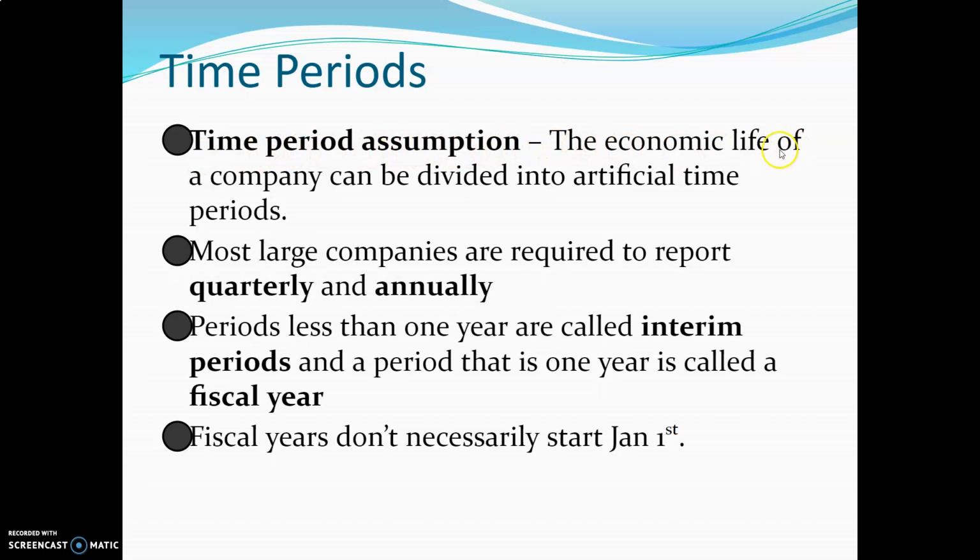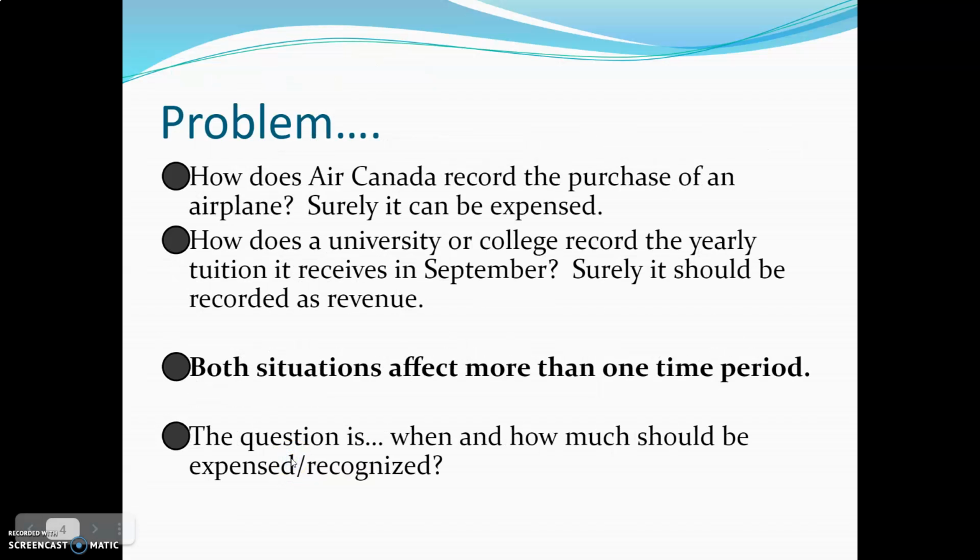Time period assumption. The economic life of a company can be divided into artificial time periods. Specifically, we could do months, quarters, years. Generally speaking, we'll never go beyond 1 year, and that's because taxes are due each year. And large companies are generally required to report their financial statements quarterly and annually. Periods less than 1 year are called interim periods, and a period that is 1 year is called a fiscal period. Here's something else which is really important to note: fiscal periods don't necessarily start on January 1st. But for the most part, that's what we'll probably stick with for this course, starting January 1st and ending December 31st.